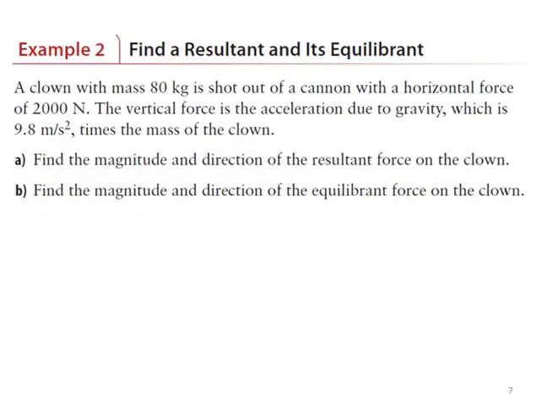Find the resultant and its equilibrant. A clown with mass 80 kilograms is shot out of a cannon with a horizontal force of 2000 Newton. The vertical force is the acceleration due to gravity, which is 9.8 meters per second squared, times the mass of the clown. Find the magnitude and direction of the resultant force on the clown, and find the magnitude and direction of the equilibrant force on the clown.